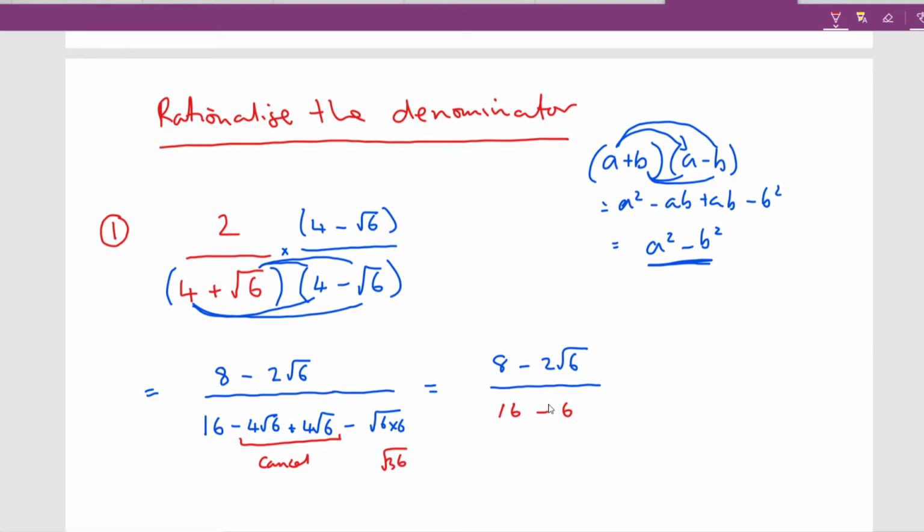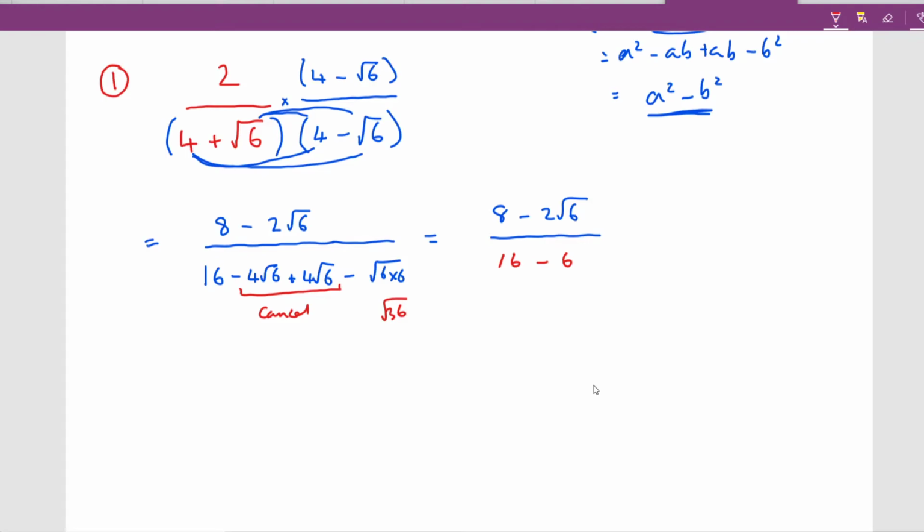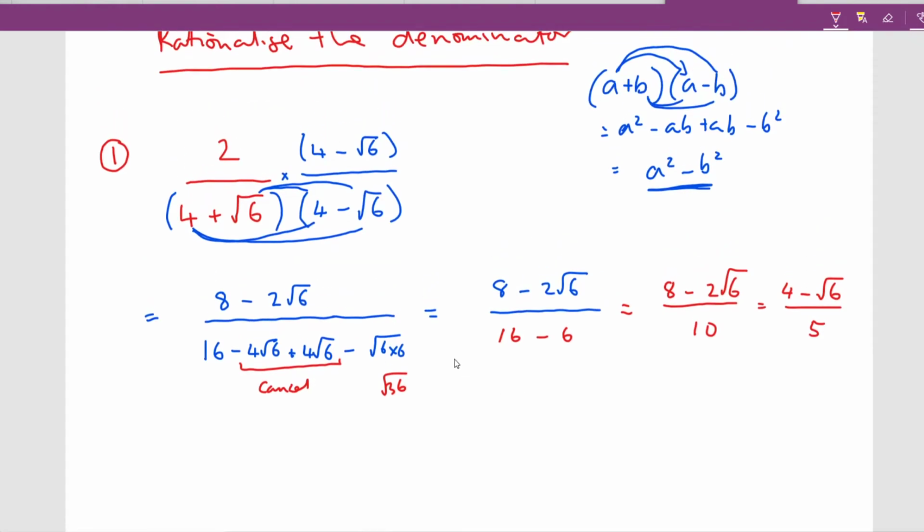So what we do now is let's rewrite this as 8 minus 2 root 6 over 16 take away 6 is 10. And what we can do is simply, I'll just put it next to it, we can divide each of those by 2. So common factor in all this is 2, so half of that is 4. Half of that is just 1 root 6, it's just root 6. All over, and half of that is 5. That is my final answer. And that's how you rationalize a denominator.